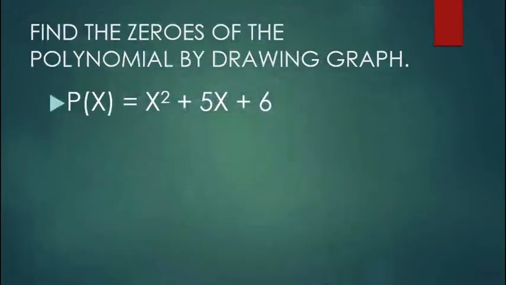Find the zeros of the polynomial by drawing a graph. The given polynomial is p(x) = x² + 5x + 6. In this problem, we just need to substitute values in x's place and mark the values on the graph sheet. You will observe that the curve drawn by you will cut the x-axis at two different points.